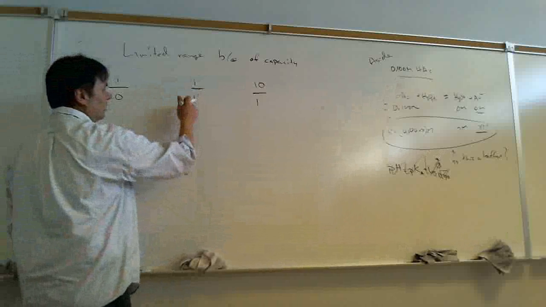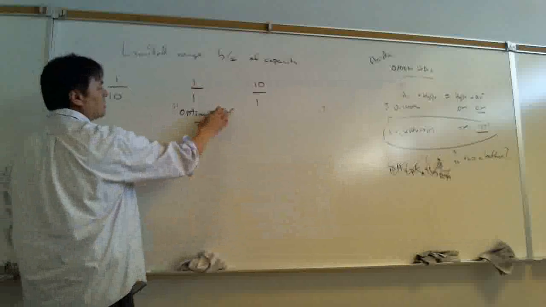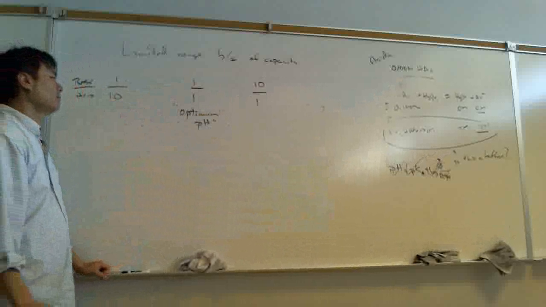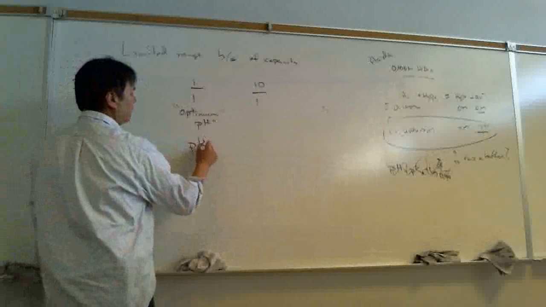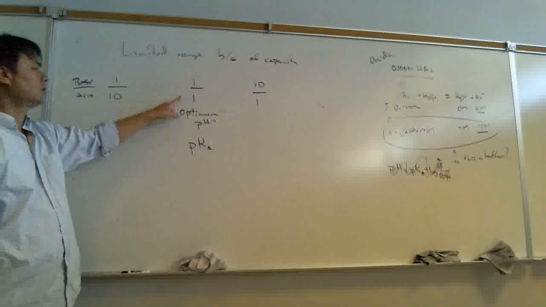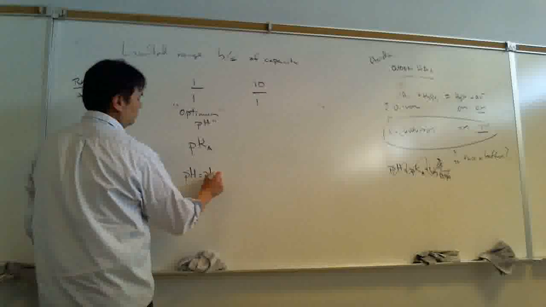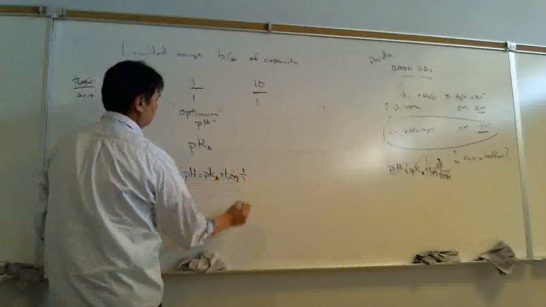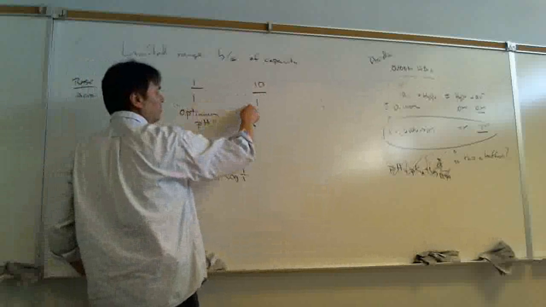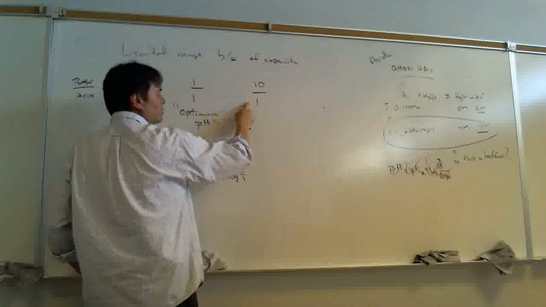Because when we have a 1-to-1, this is the optimum pH, because it has equal amounts of acid and base. And so the optimum pH is equal to the pKa, because the log of 1 is 0. And so the pH is just equal to the pKa. We don't really want to get more than 10 parts of base to every part of acid because then it's lopsided. This is starting to resemble a base solution rather than a buffer solution.